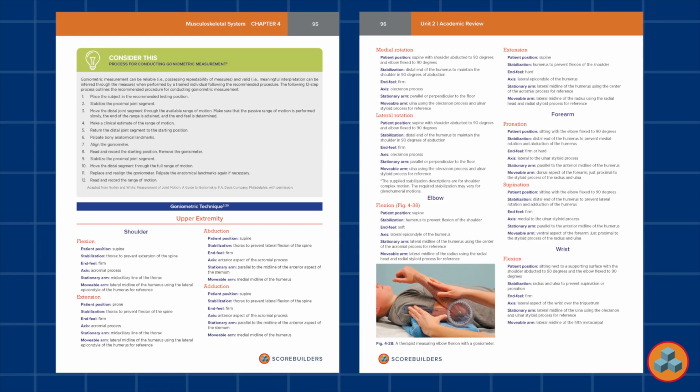Academic focus area. Looking to review related academic content? Check out pages 95 through 96 in PT Exam the Complete Study Guide.